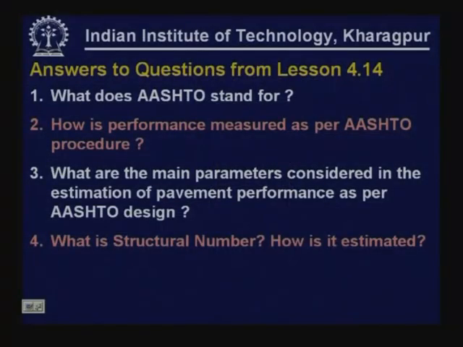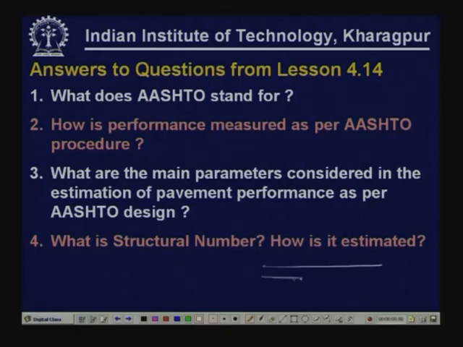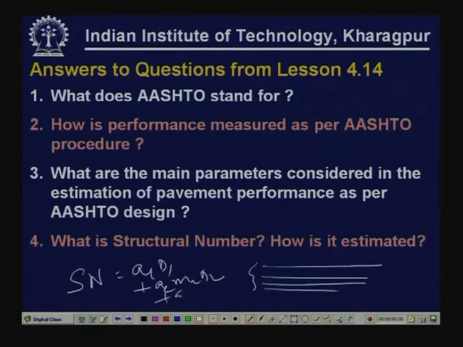What is structural number? How is it estimated? Structural number is an index that gives the combined strength of the pavement. If you have 4 layers, SN is given as A1 D1 plus A2 M2 D2 plus A3 M3 D3, where D1, D2, D3 are the thicknesses of the top 3 layers, A1, A2, A3 are the layer coefficients, and M2, M3 are the drainage coefficients. So, structural number gives us an indication of the strength of the pavement. Thank you.